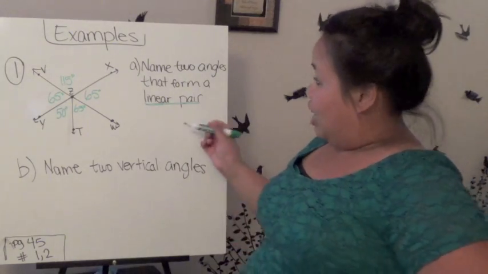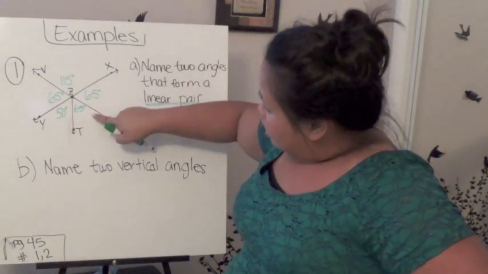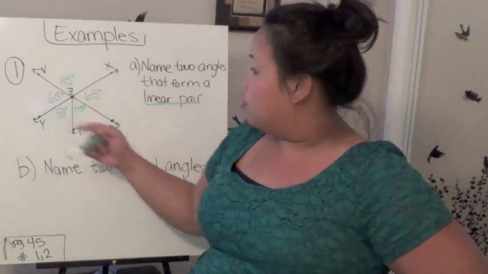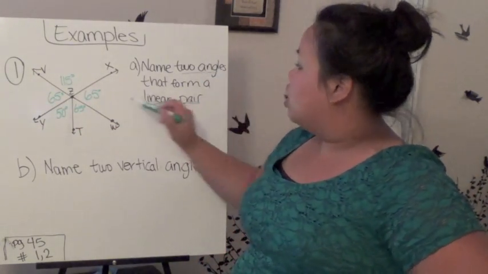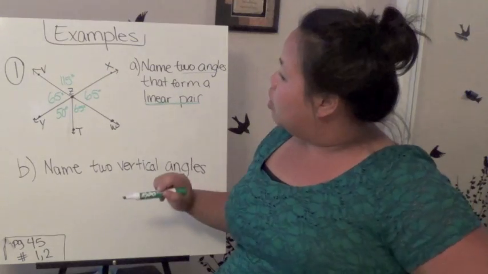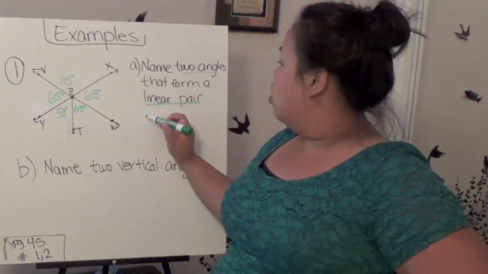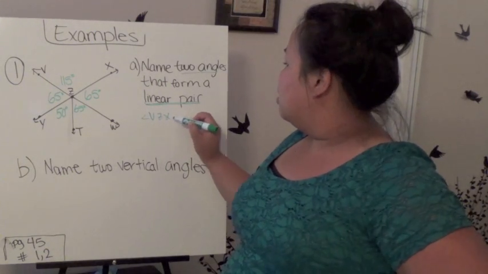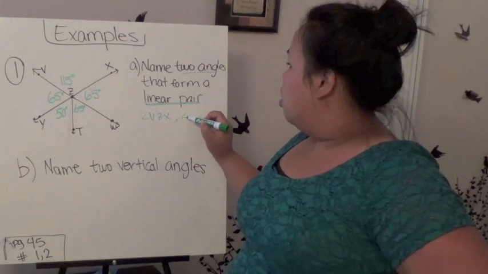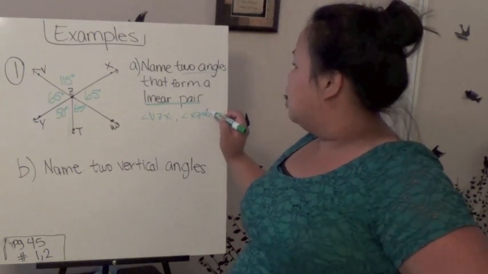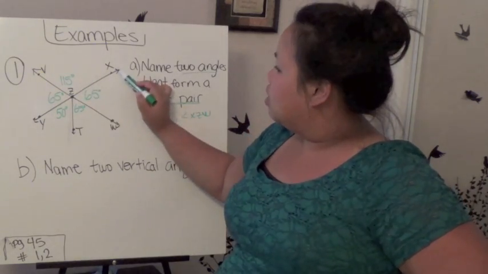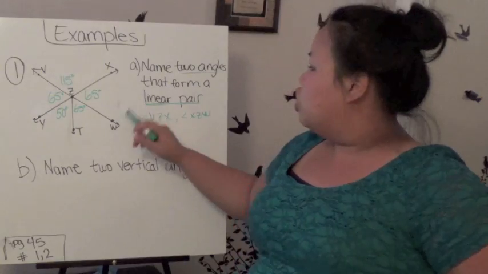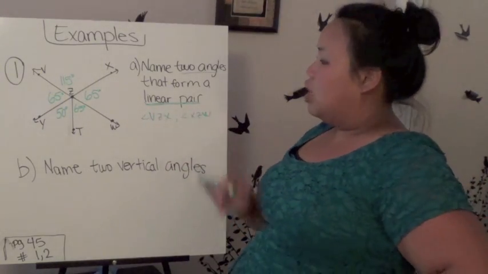And I can find, you see this is the line? These three angles put together are a set, they make 180 degrees, but we're looking for two angles. So on the other side here, two angles could be angle VZX and angle XZW. Do you see those? VZX and XZW. 115 plus 65 should give me 180 degrees, creating a linear pair.